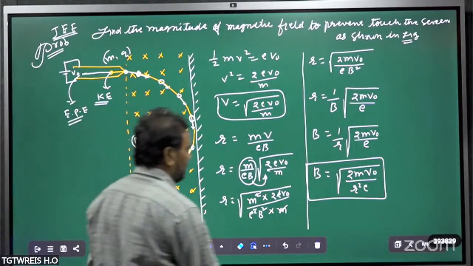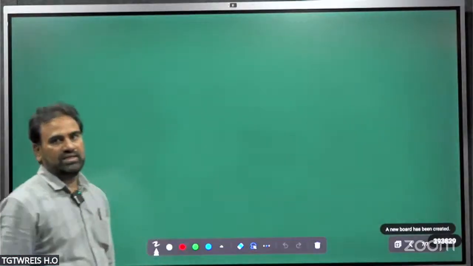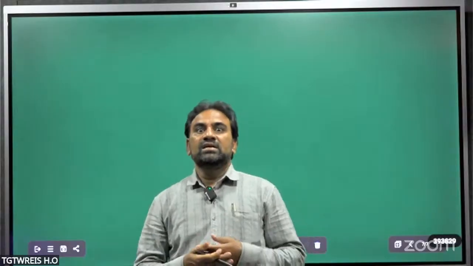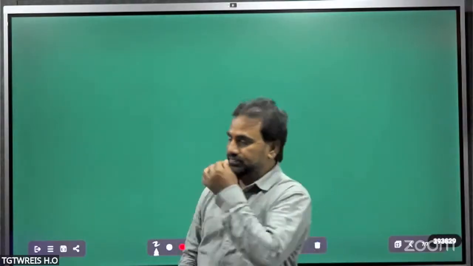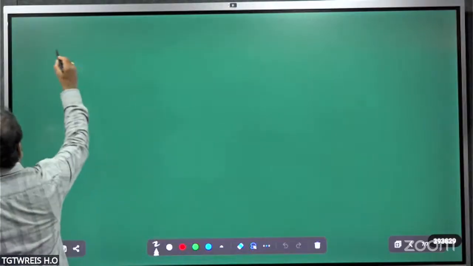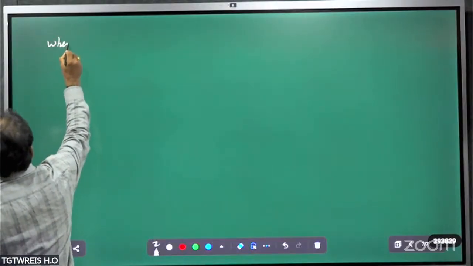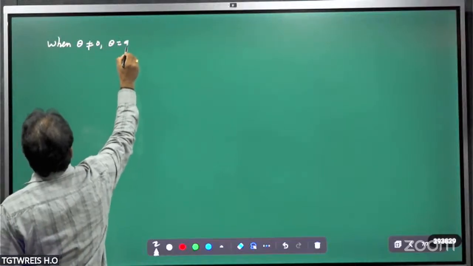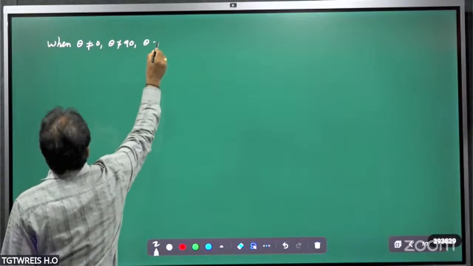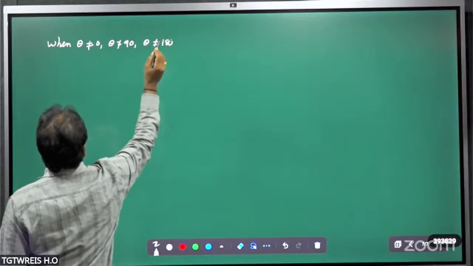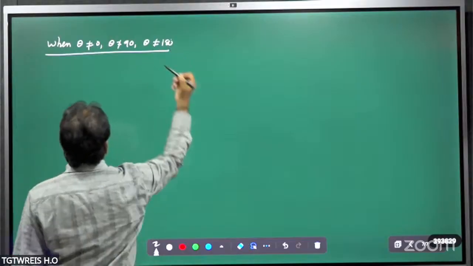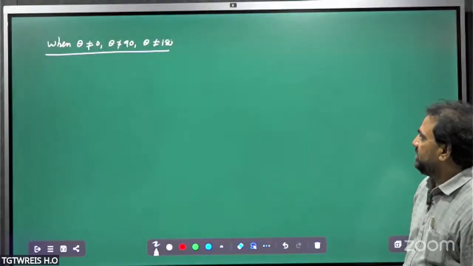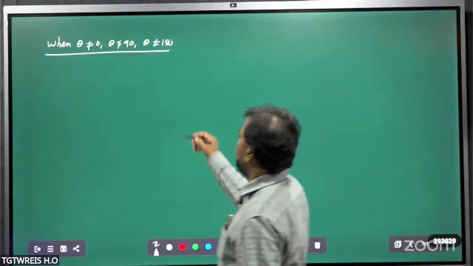Okay. Next concept, see, what is the next concept? Suppose consider a charged particle enters in a uniform magnetic field, when theta is not equal to 0, theta is not equal to 90 degrees, theta is not equal to 180 degrees. Motion of a charged particle in a magnetic field when theta is not equal to 0, 90 degrees, or 180 degrees.